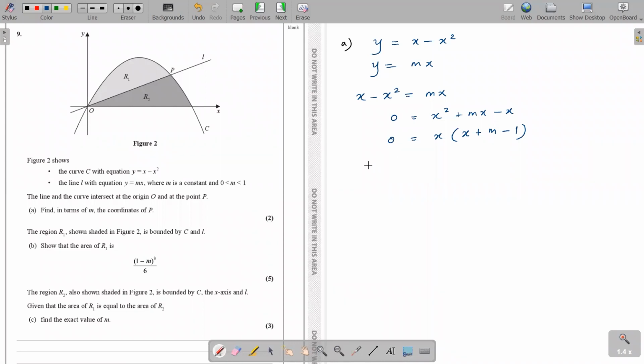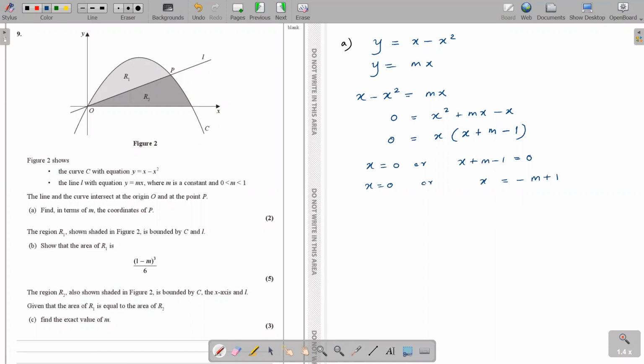Okay, so let's make each factor equal to 0. x equals 0 or x plus m minus 1 equals 0. What do we get here? x equals 0 or x equals minus m plus 1. Do you agree? x equals minus, oh, we can say 1 minus m.